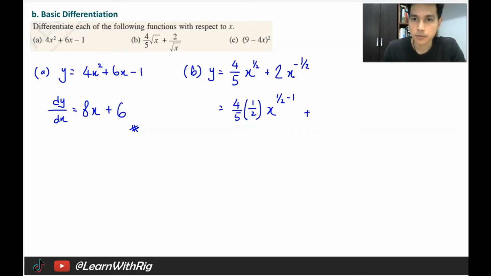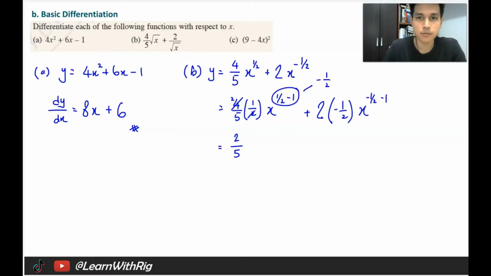Then the back part is going to be 2 times negative 1 over 2, x power negative 1 over 2 minus 1. So you will get, here you can simplify 2, you get 2 over 5 x power 1 over 2 minus 1, which is actually x power negative 1 over 2, right? So what does negative 1 over 2 mean? Negative 1 over 2 means it's going to be at the bottom, a denominator, so it's going to be square root of x. Okay, right here in the middle, 2 over 5 square root of x.